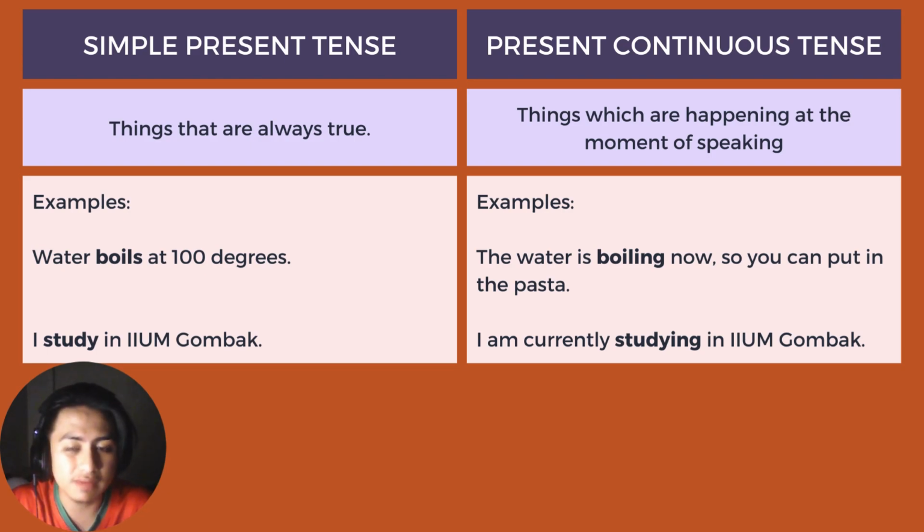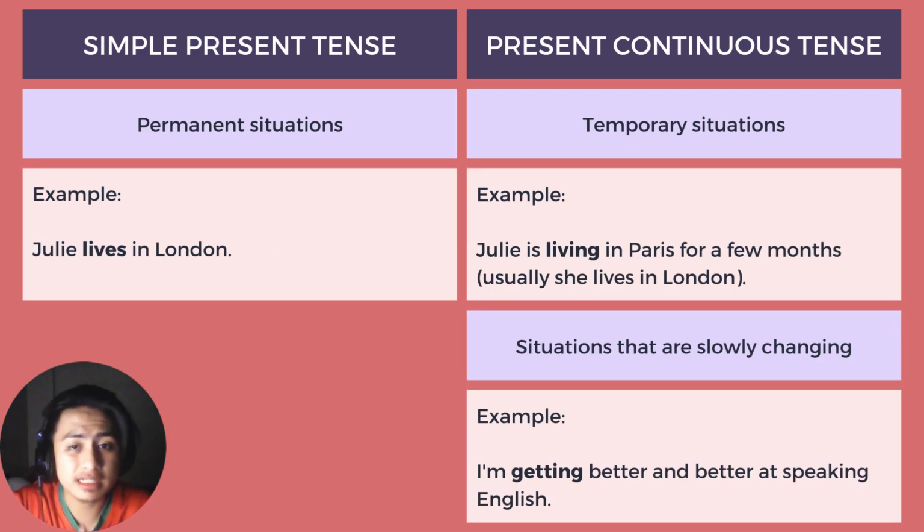But if you want to tell people about right now, that I'm studying in IIUM Gombak right now, then we use present continuous tense. I am currently studying in IIUM Gombak. So that means that we use the present continuous tense to show that I am studying in IIUM Gombak now. So for simple present tense, we use it to describe permanent situations. And for present continuous tense, we use it to describe temporary situations and situations that are slowly changing.